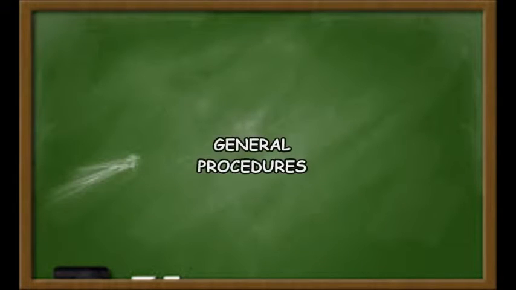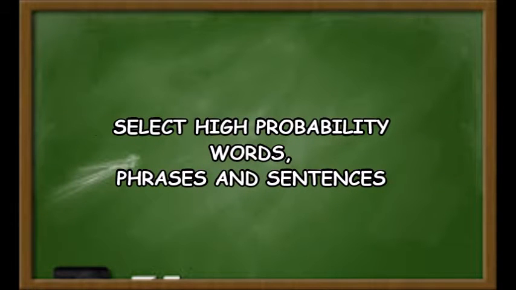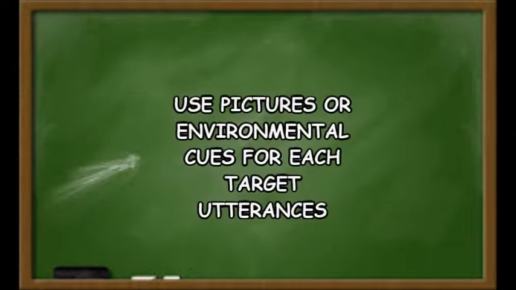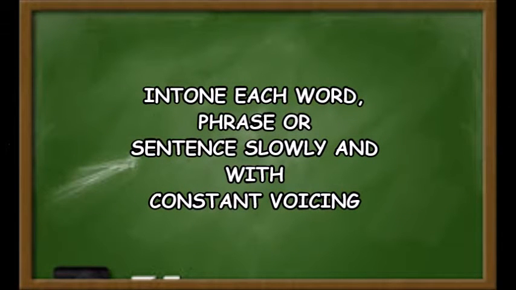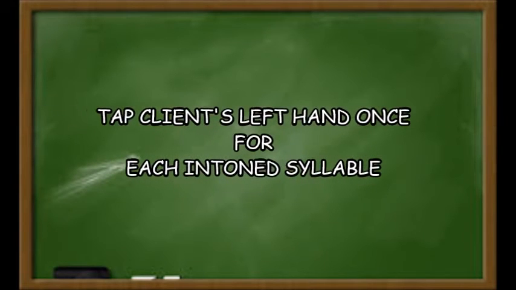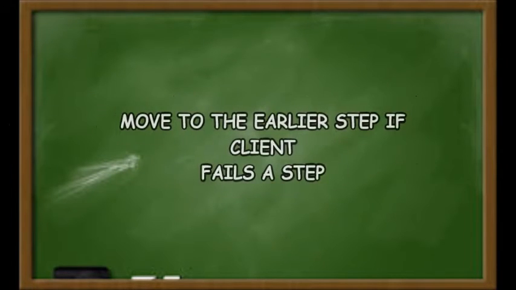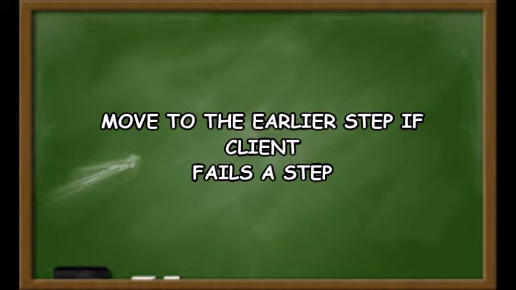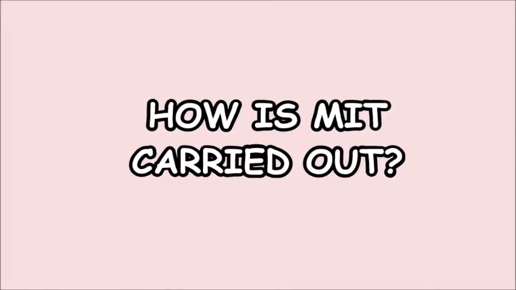The general procedures for Melodic Intonation Therapy (MIT) are: select high-probability words, phrases, and sentences, using pictures or environmental cues for each target utterance; intone each word, phrase, or sentence slowly and with constant voicing, maintaining speech and stress variations of normal speech; tap the client's left hand once for each intoned syllable; signal with your left hand when to listen and when to intone; and move to the earlier step if the client fails a step. Now, let's take a look at how MIT is carried out in therapy sessions.